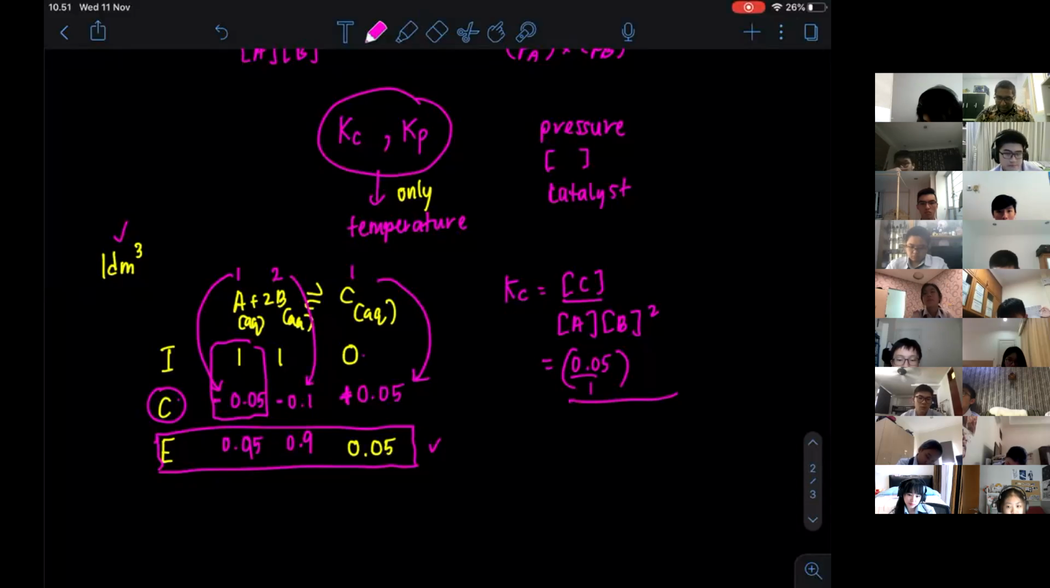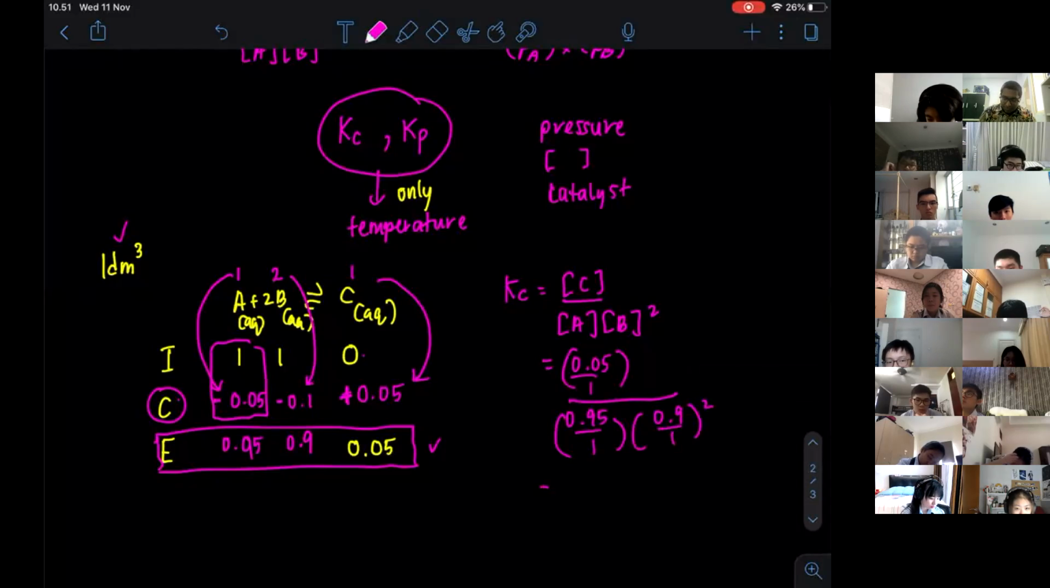Divided by A. A is 0.95 divided by 1 in brackets. And then the concentration of B is going to be 0.9 divided by 1, to the power of 2. And then you calculate and give your answer.